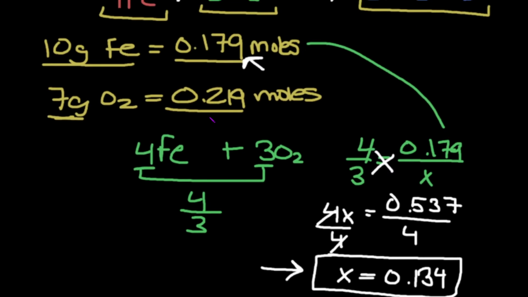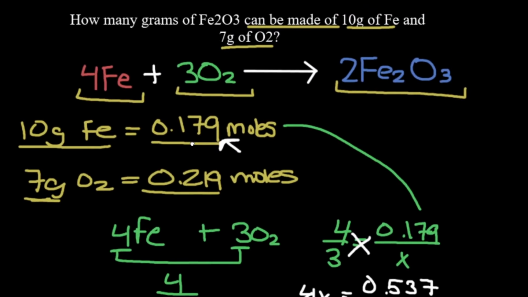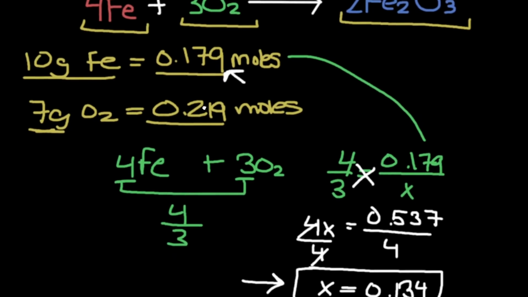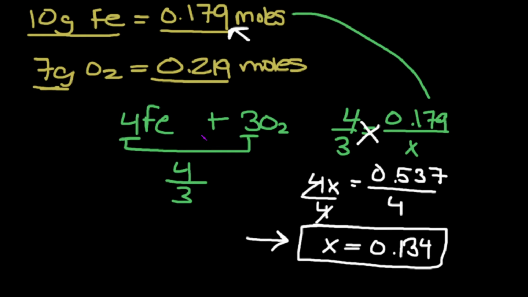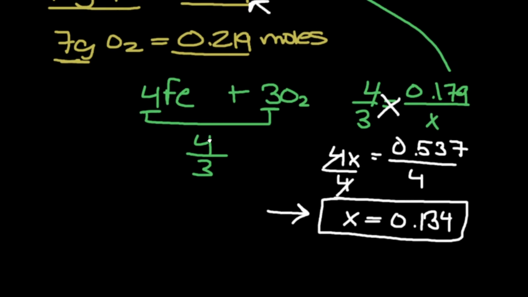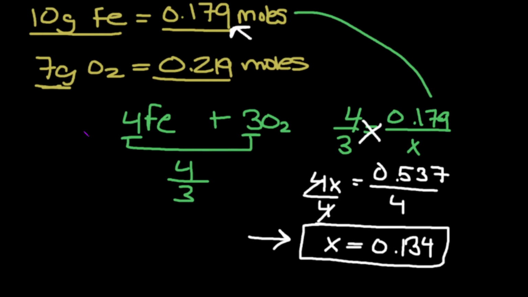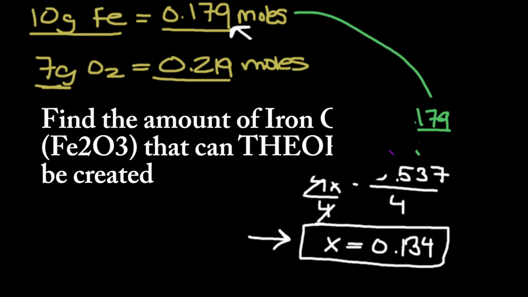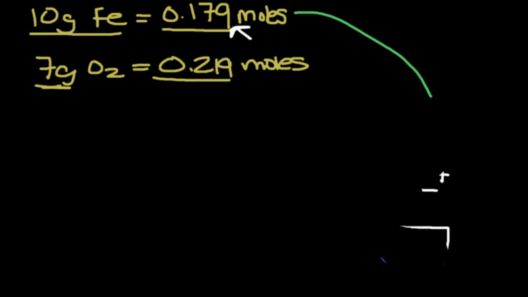Alright, so now going back to the question, it's not just asking what's the limiting reactant, it's asking how many grams of iron oxide would you create. So now let's do the rest. The third step that you would need to do is find the ratio of the limiting reactant to the product that you want to find, which is the iron, which is the limiting reactant, to the product, which is iron oxide.